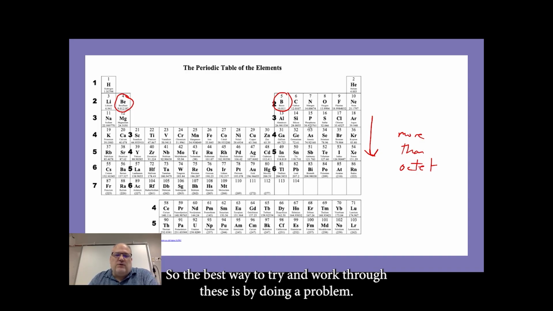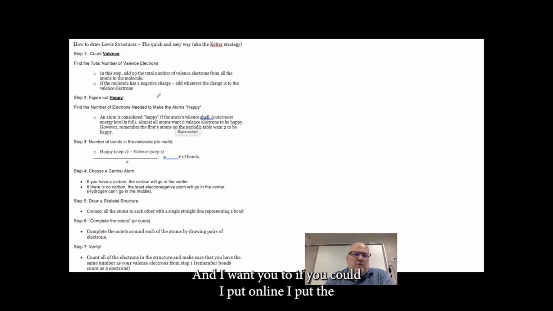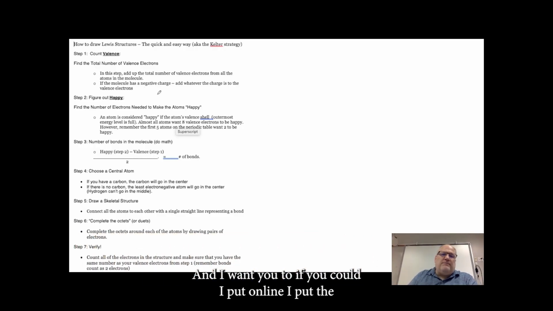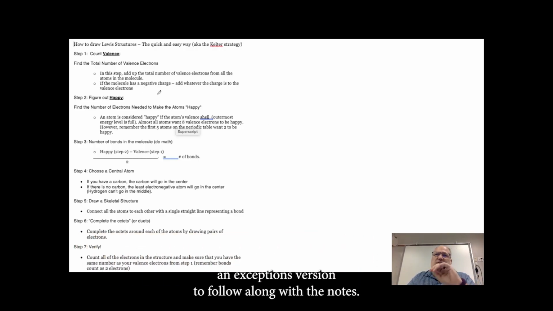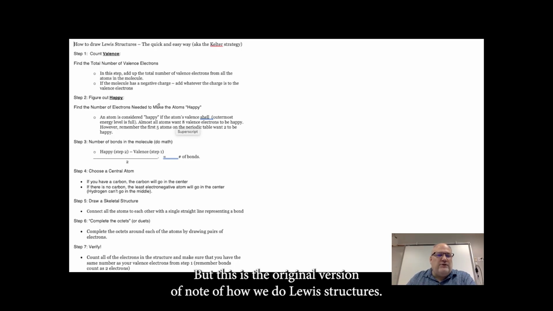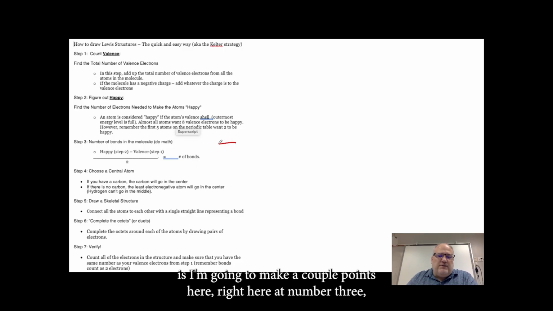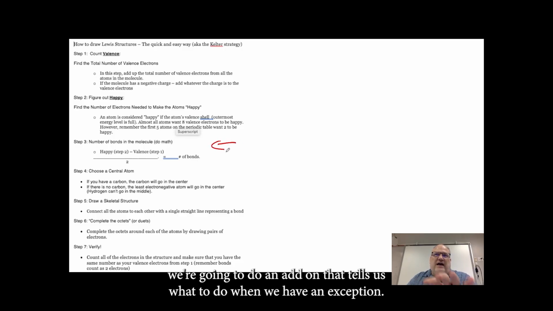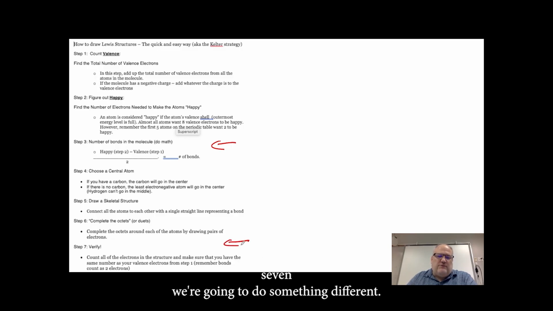So the best way to work through these is by doing a problem. I put online an exceptions version to follow along with the notes, but this is the original version of the notes of how we do Lewis structures. I'm going to make a couple of points here. Right here at number 3, we're going to do an add-on that tells us what to do when we have an exception. And then at the very bottom with number 7, we're going to do something different.